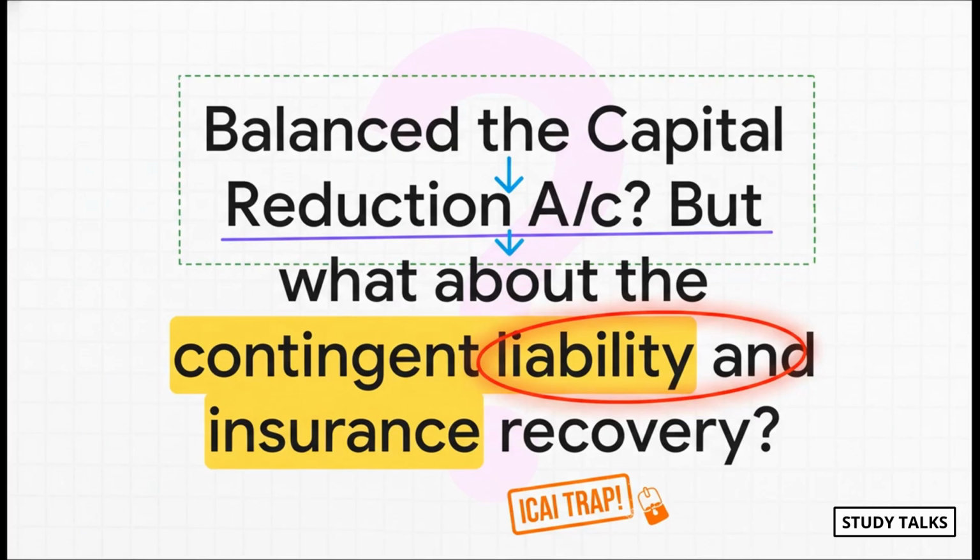So picture this. You're in the exam hall, you've balanced the capital reduction account perfectly, you're feeling great, but then you realize you missed that one tiny tricky adjustment about a contingent liability. That could cost you 5 or 6 marks, just like that. These are the classic traps ICAI loves to set, and today we're going to learn how to spot and handle every single one of them.